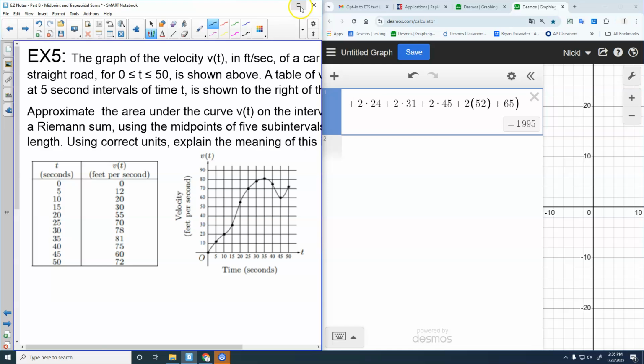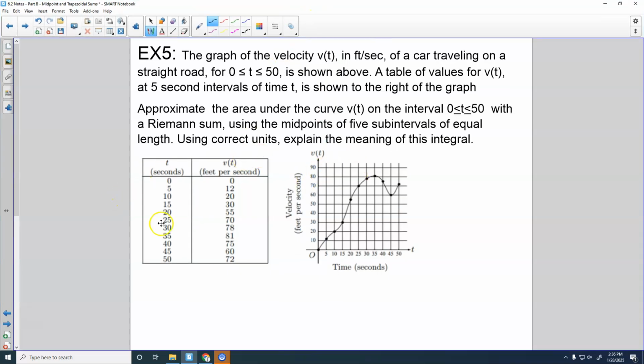All right, let's do a midpoint problem. I put the table and the graph here to help us picture what's going on. This gives us velocity of a car traveling on a straight road from 0 to 50. A table of values is given at 5-second intervals, and the graph is also shown. Approximate the area under the curve with a Riemann sum using the midpoints of 5 subintervals of equal length, using correct units explained. So how many subintervals does it look like we have on this table?